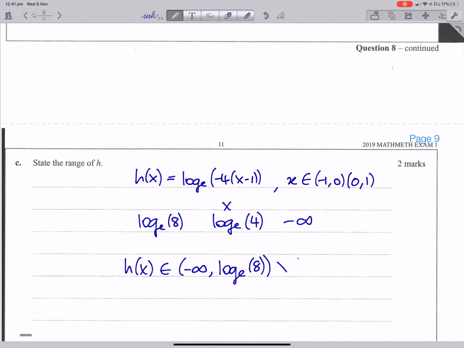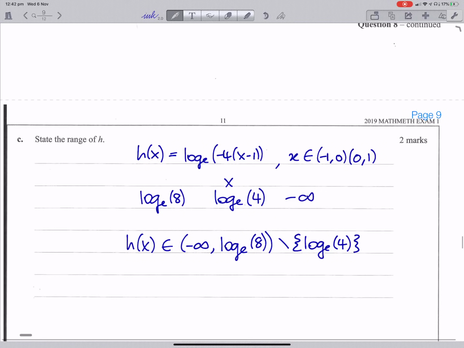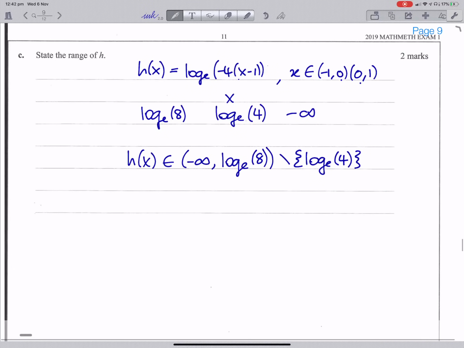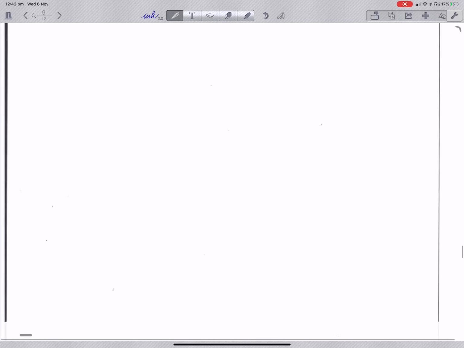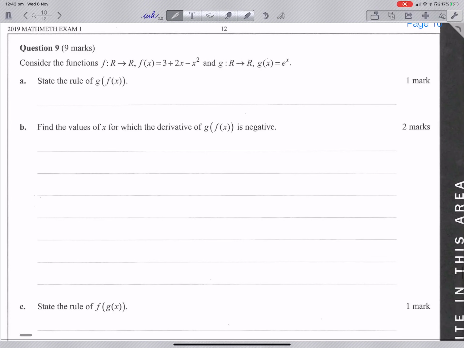And we can't have log e of 4 because it's undefined for when x equals 0, which gives us log e of 4. So it's from negative infinity to log e 8 with the exception of log e 4. Okay, state the rule of g of f of x.